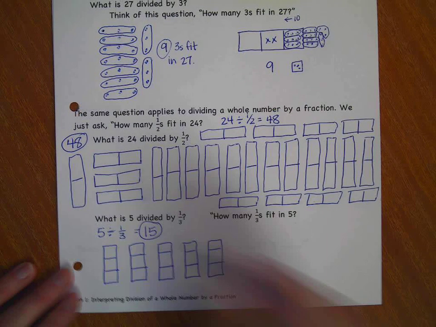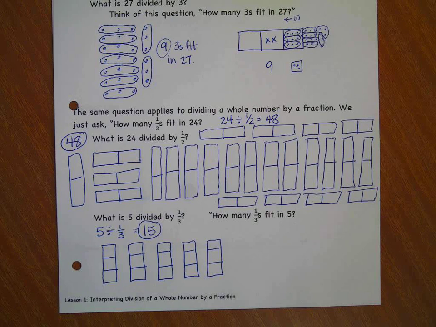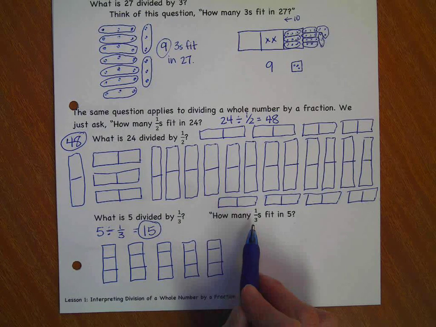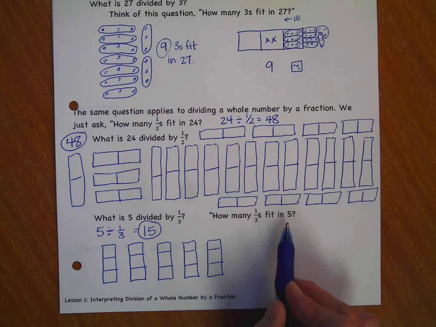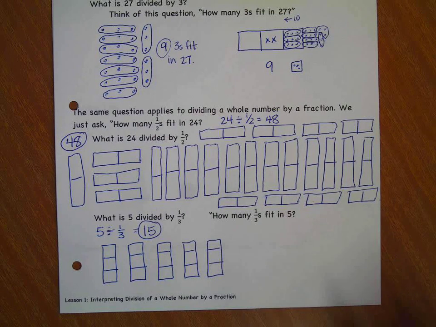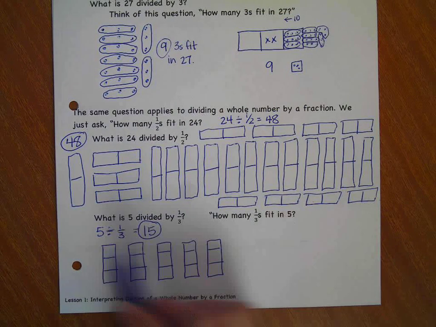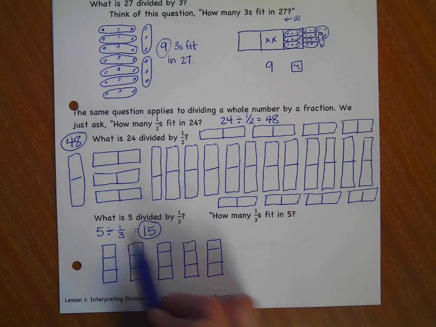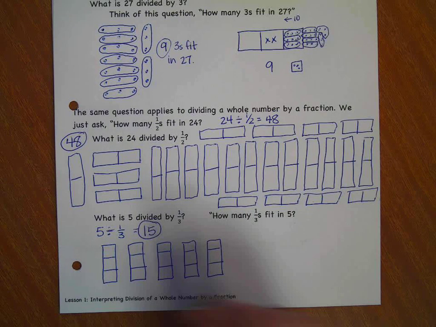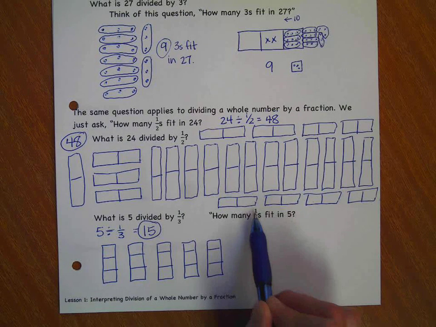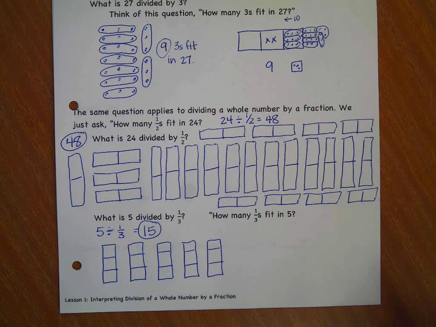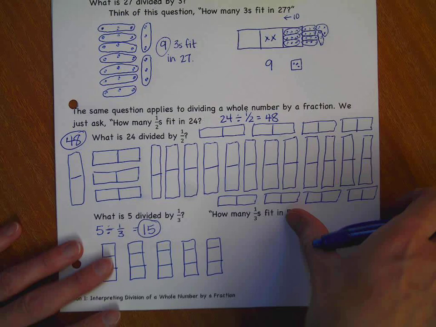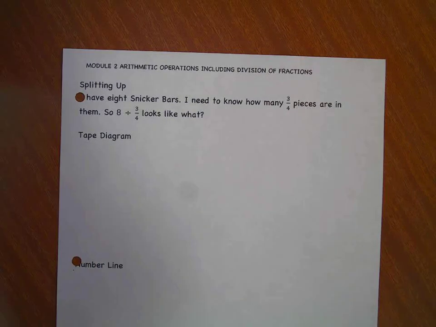Okay? How are we feeling about this? Is this starting to feel comfortable for you? And I think if you remember this question, how many of whatever you're looking for fit in the total, then you'll get the answer correct every single time. So we know that 5 divided by 1/3 equals 15 because 15 thirds fit into 5. Okay, and that's how you determine it. Nice job.